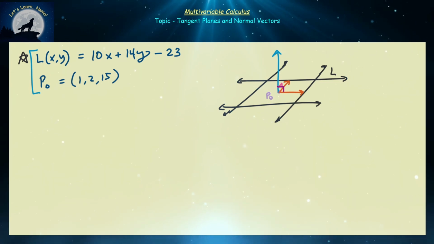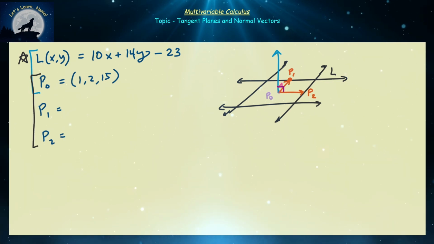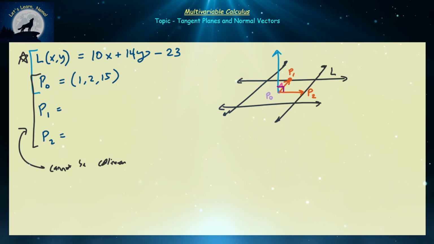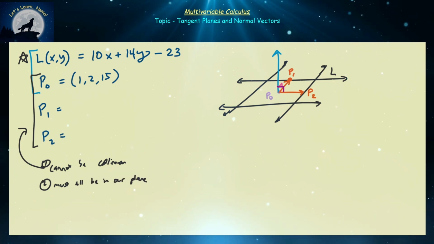Now, let's assume that this point here corresponds to P1, and this point here corresponds to P2. So what we're going to do is find these points P1 and P2 that all belong to our plane, right? Now, some requirements about these particular points: they cannot be collinear. That's the first requirement. And the second is they must all be in our plane. Our plane was built on P0, so P0 by default will always be in our plane. So it's actually up to you to figure out what P1 and P2 can be.